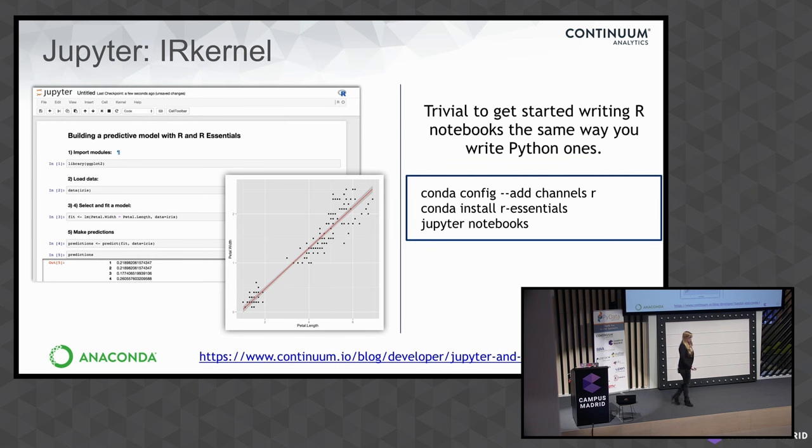IR kernel. So Jupyter has moved from just being IPython notebook centric, so centered around Python, to using the same interface with a variety of kernels. One of them is the IR kernel, which has R as its backend. And we've made it very easy with conda and the R essentials package, so you can just conda install r-essentials, and when you start a Jupyter notebook, you'll find R as one of the options to start a notebook.